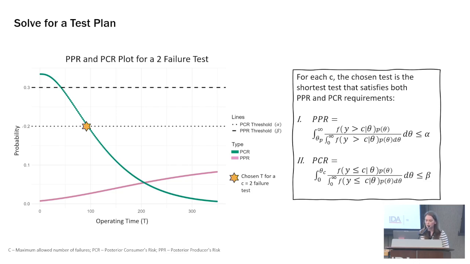We solve that system of equations, and an example of that would be this plot on the left, which considers a C equals 2 failure test. Here we can see those dashed lines represent the risk thresholds at 20 and 30% respectively, and the chosen test time for this 2 failure test is going to be this point marked by the star, which is 95 hours total of testing. That's the first test time that satisfies both. So a possible test plan here would be allowing for 2 failures and 95 total hours of testing.